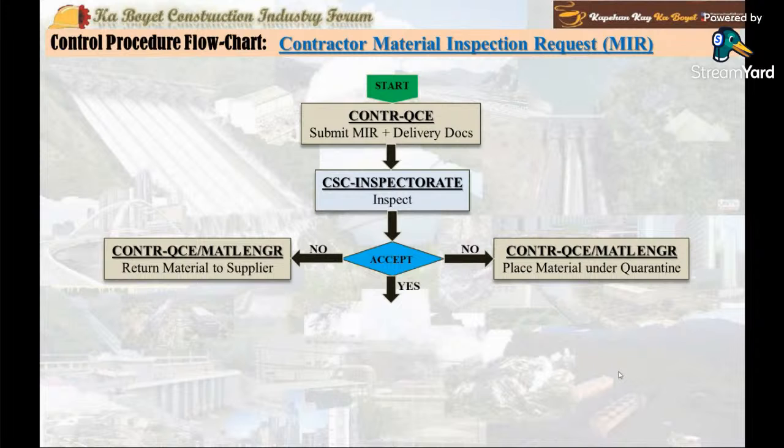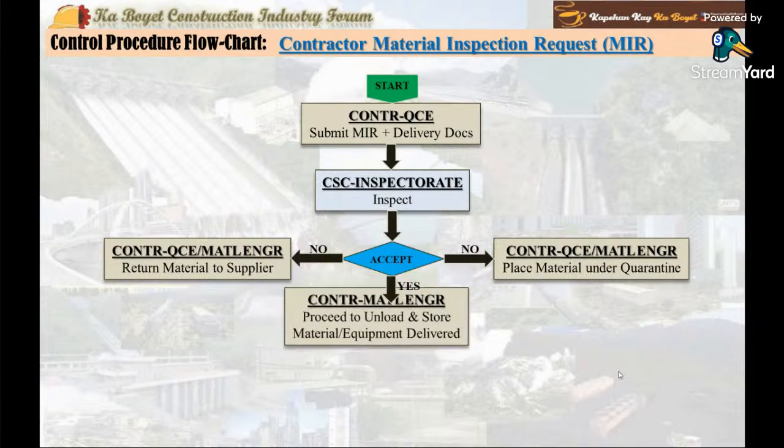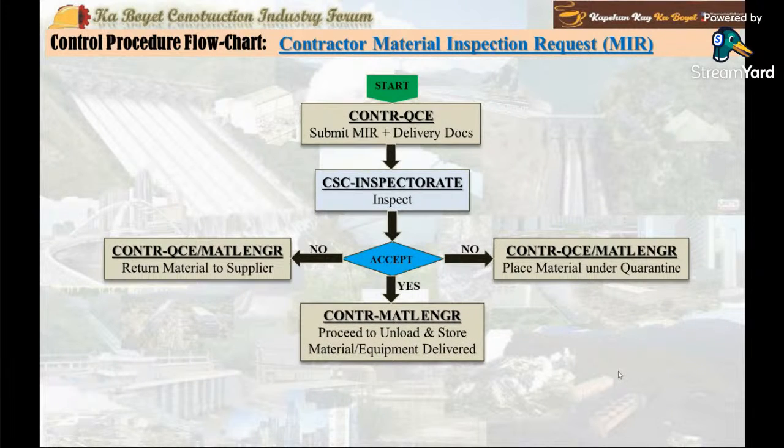If accepted, the contractor QC engineer shall inform the site engineer or material engineer to proceed unloading the material and store them as per manufacturer's recommendation. The output document is a signed MIR with an action code approved and delivery documents.